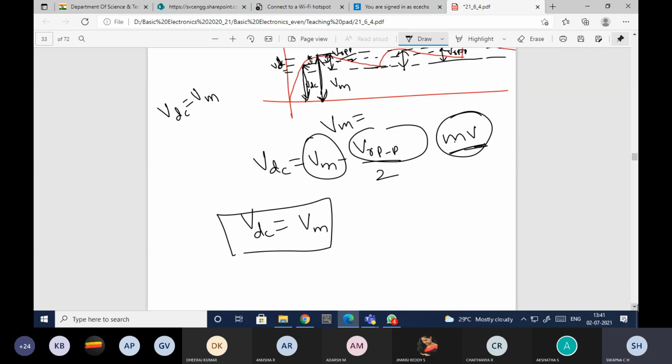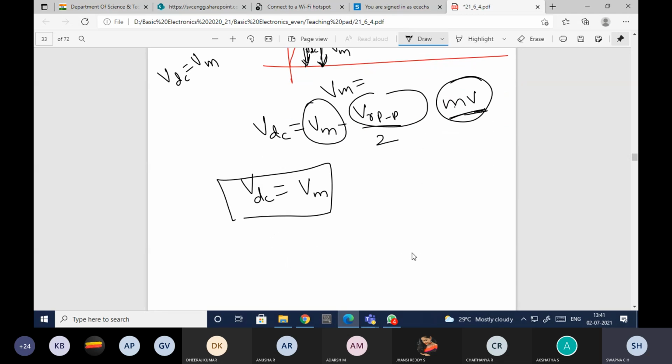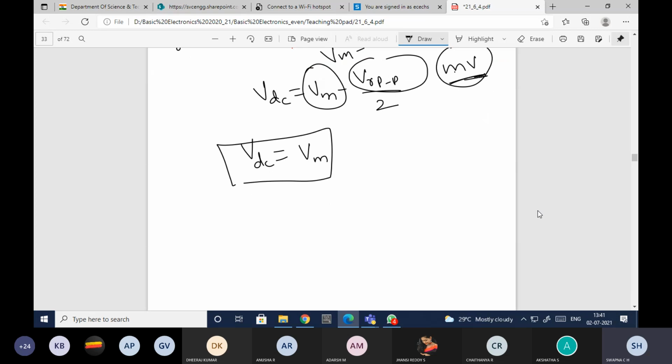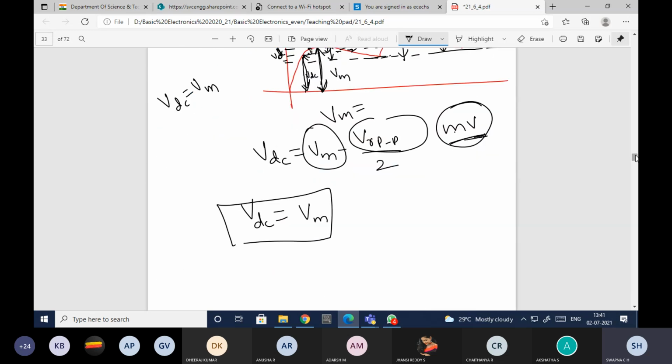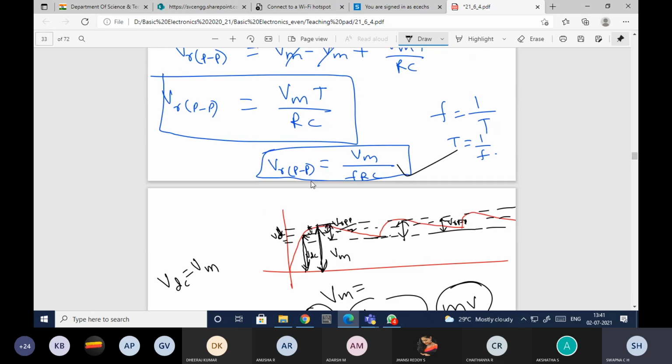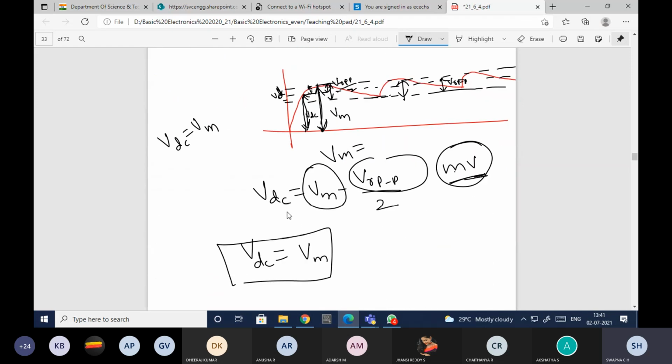So directly we have got a VDC value, and we'll use this formula later. Don't worry, VR peak to peak equals VM by FRC will be used in future. Anyway, VDC is nothing but VM minus VR peak to peak by 2, and generally whatever VR peak to peak we get will be in millivolts, so that can be neglected. Since this can be neglected, half of it will still be neglected.